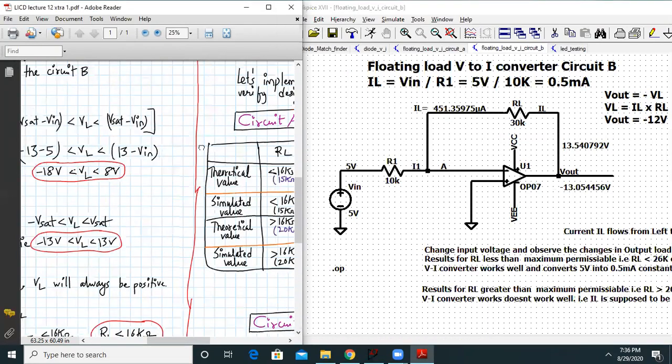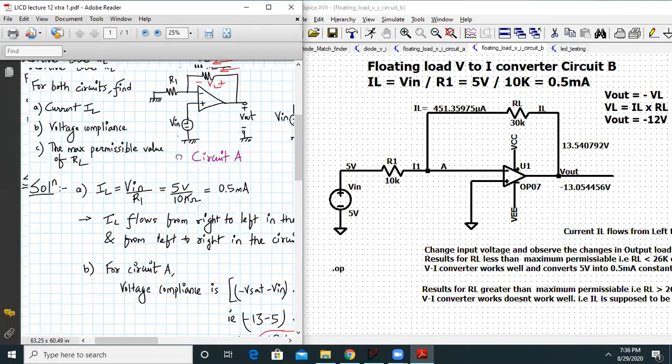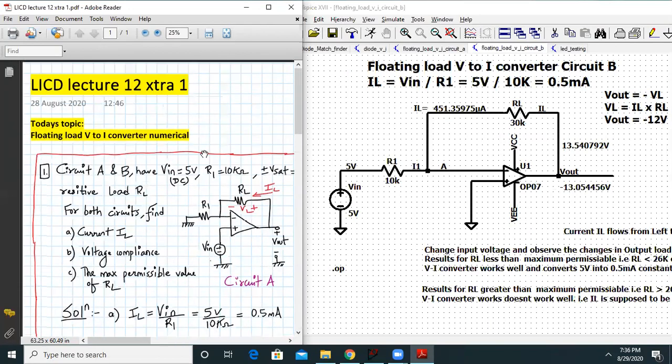So I think that's it for today's online session. We have seen the floating load V2I converter, and we have seen that explicitly, worked out in LTSpice. So that's it for today's session. Thank you.